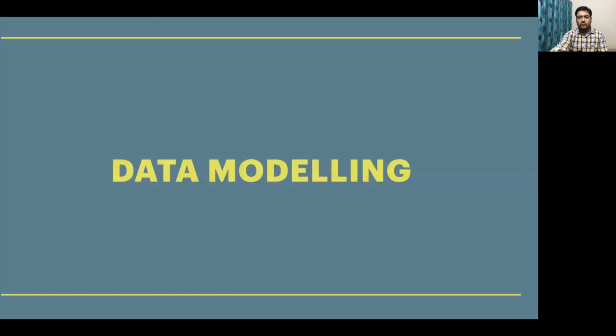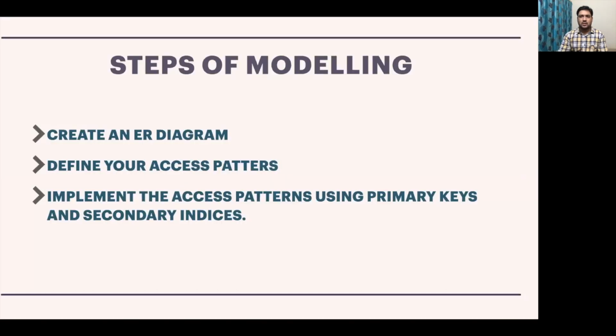So we talked about DynamoDB and how it is different. Now let's take a look at how we are going to model data using DynamoDB. These are the three high-level steps that you need to follow. Whenever you have some requirement, you create an ER diagram for it. This step you are anyway going to do for a relational database, and we are going to follow it here as well.